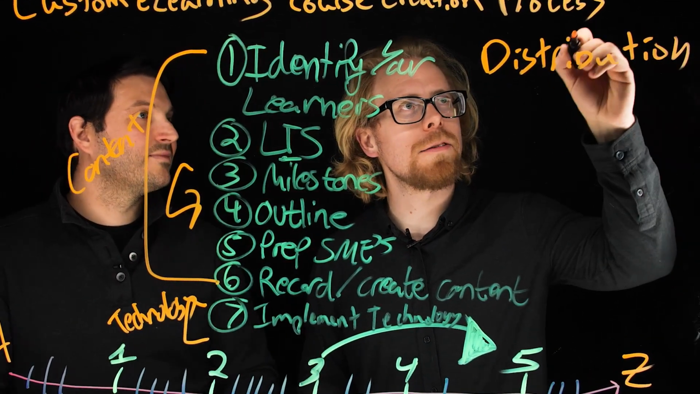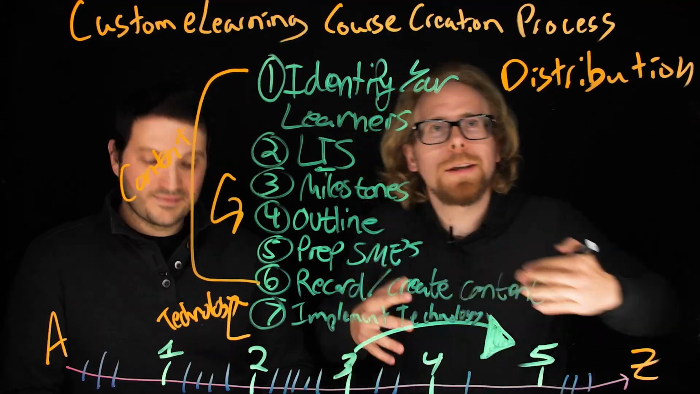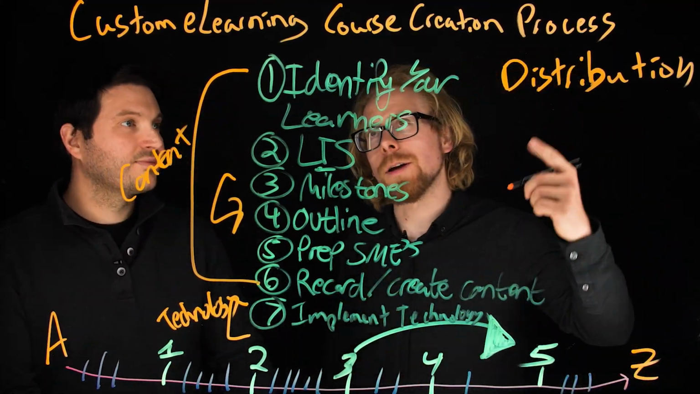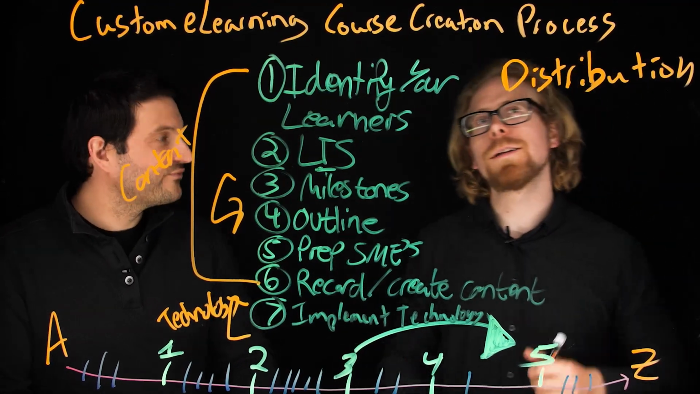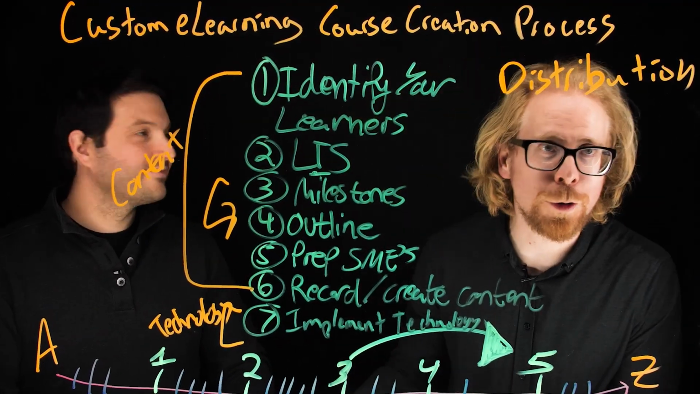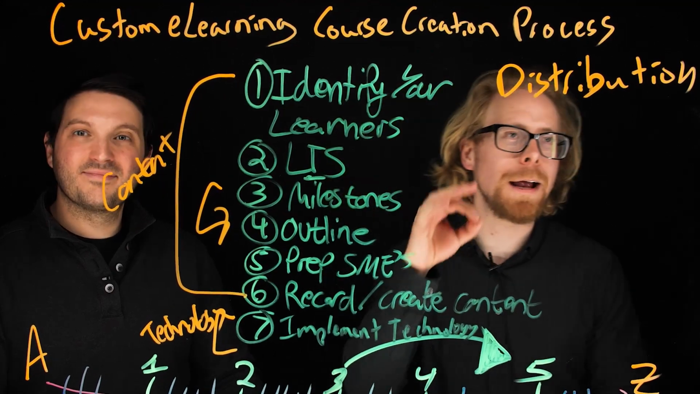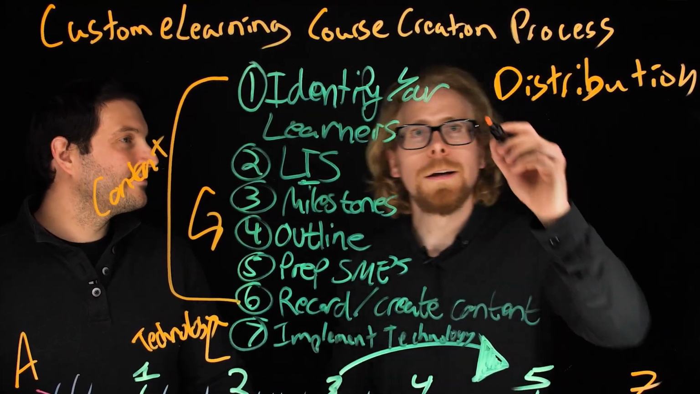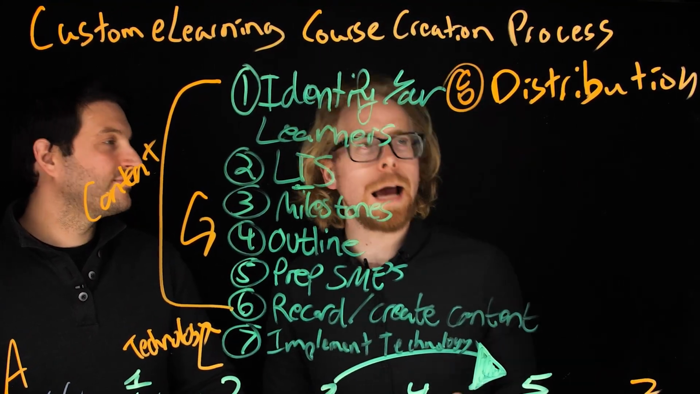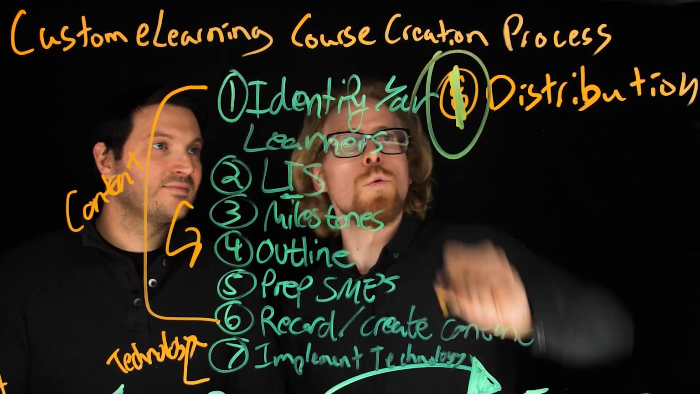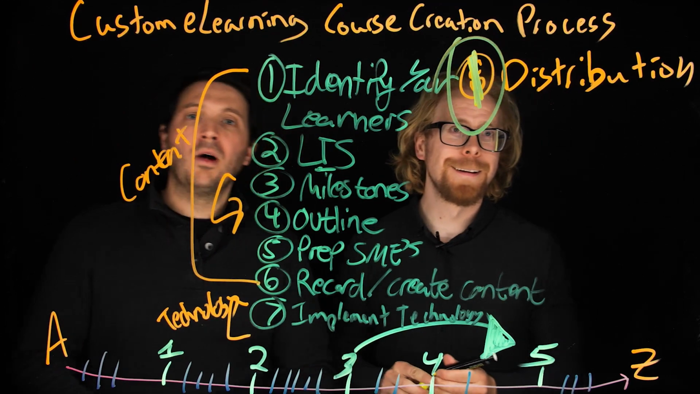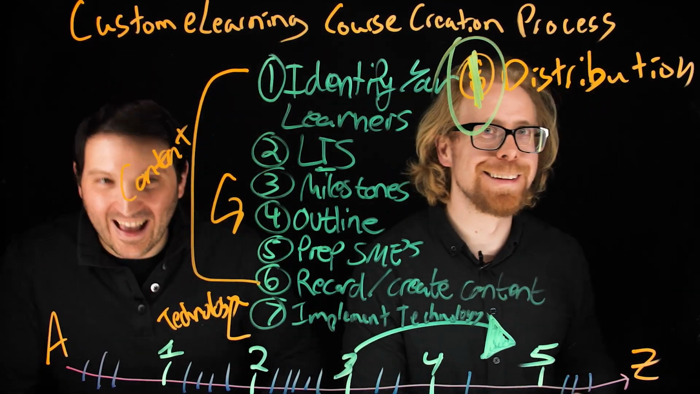Distribution is the last step here, but it really isn't. This should be the first step, but you came here to learn how to make a custom e-learning course. You didn't come here to actually get someone to take your course. But if you actually care about having someone take your course, then number 8 should actually become number 1. Boom! Look at that surprising ending.